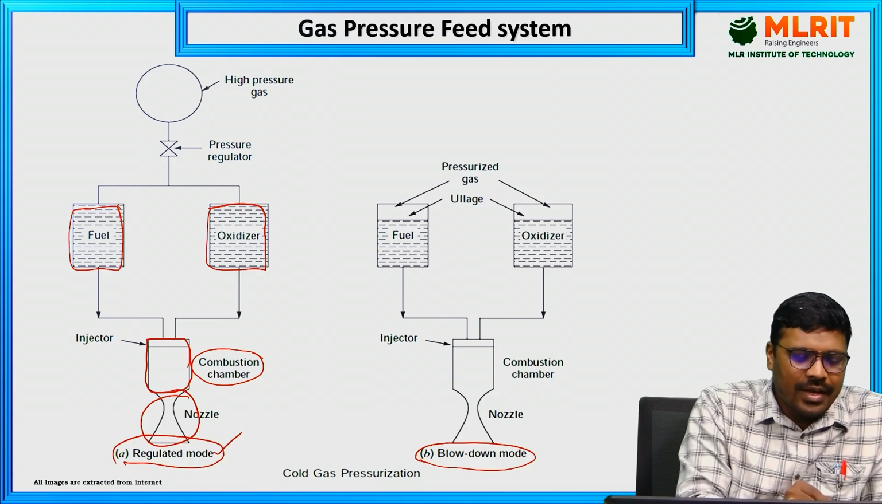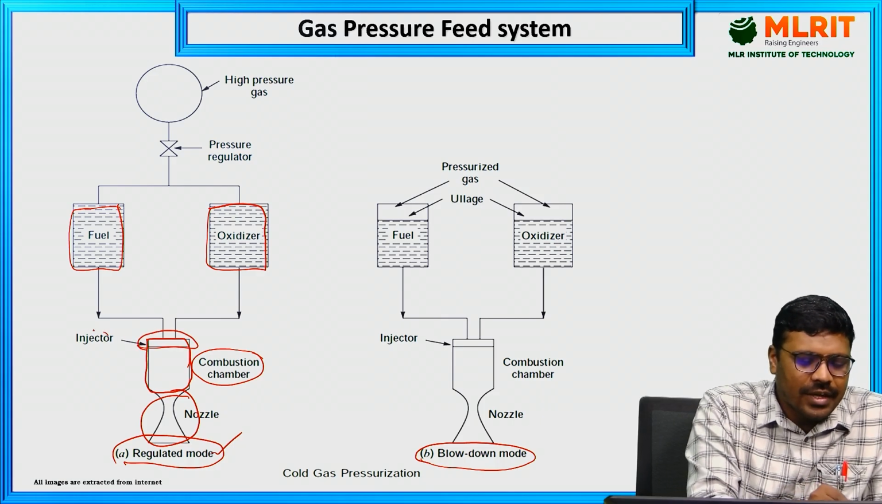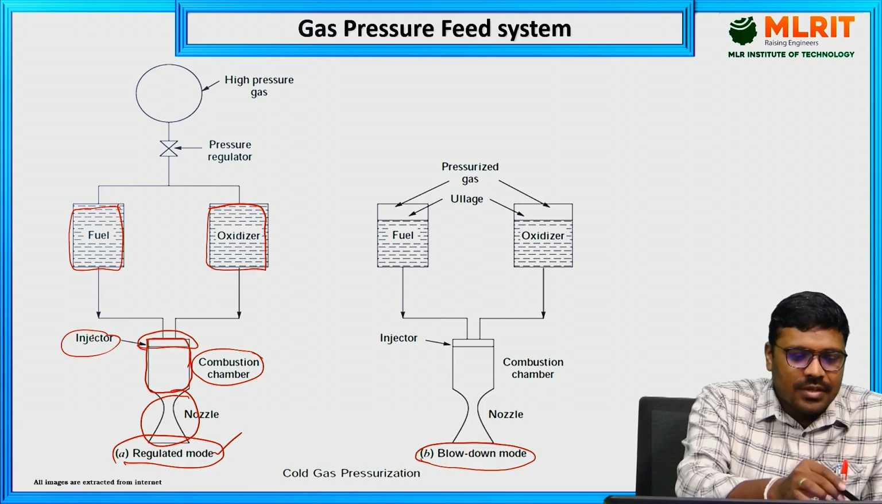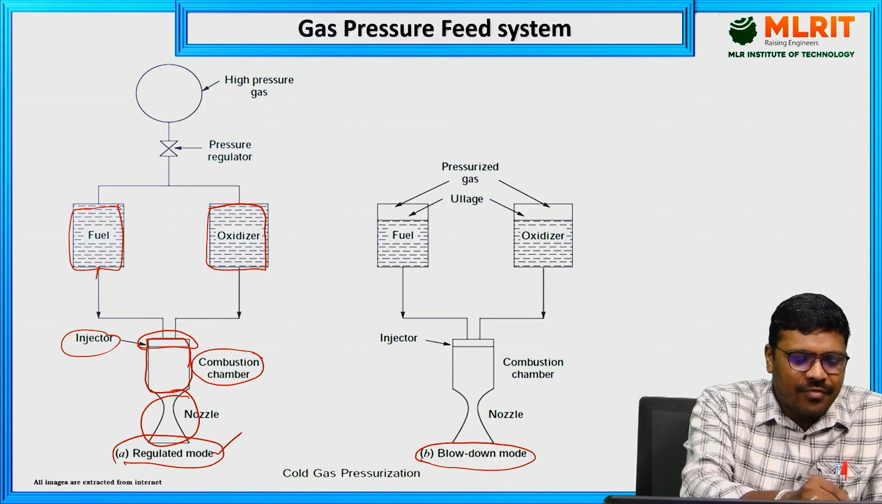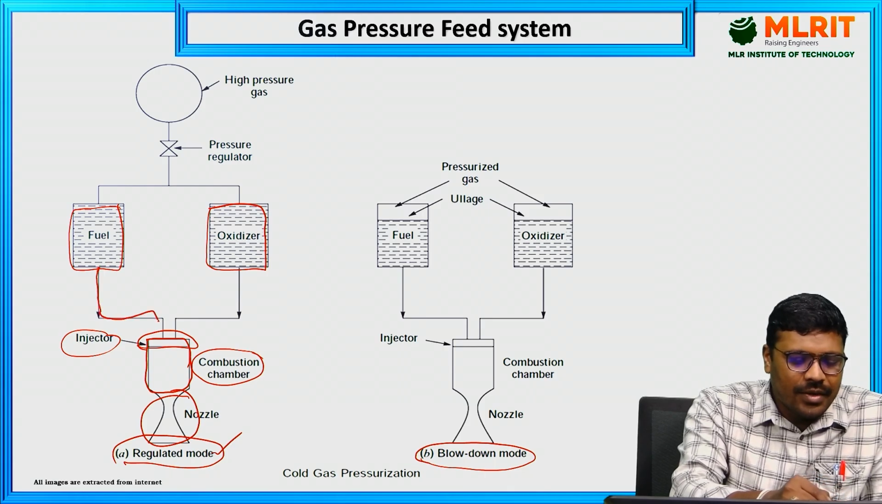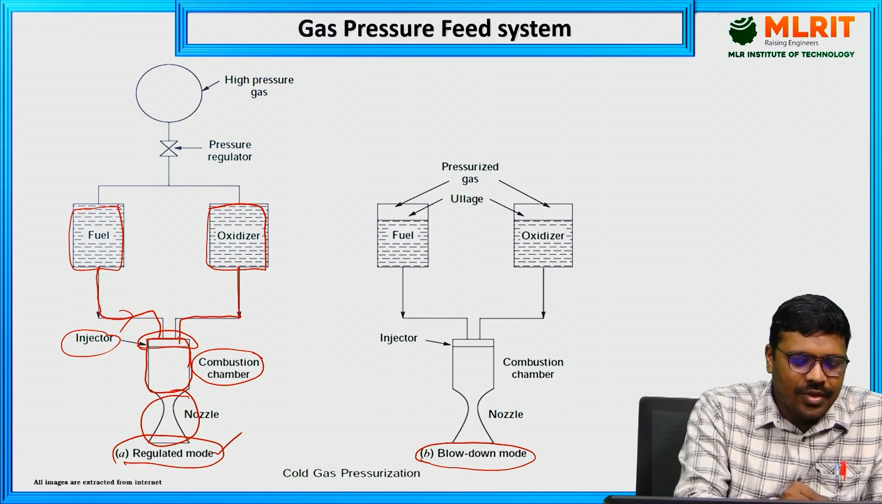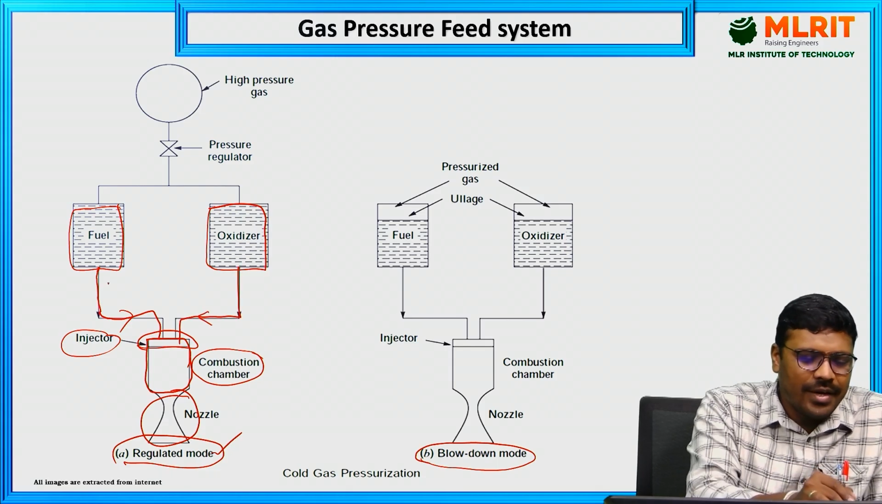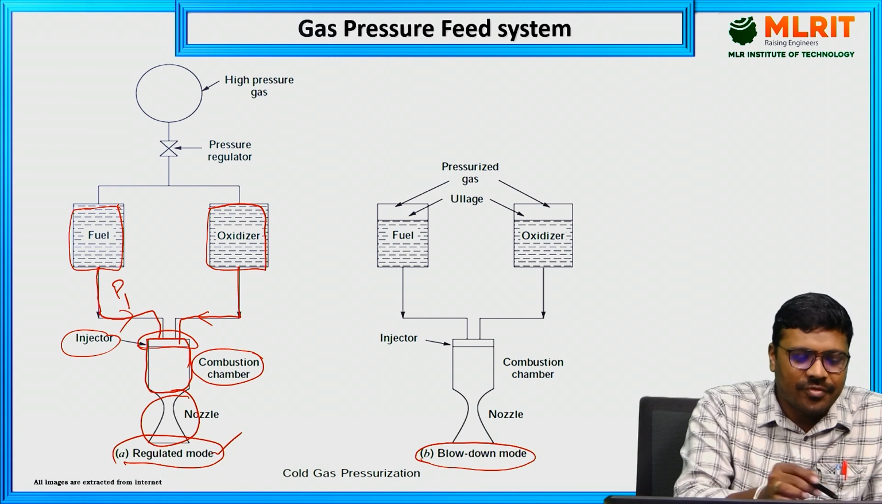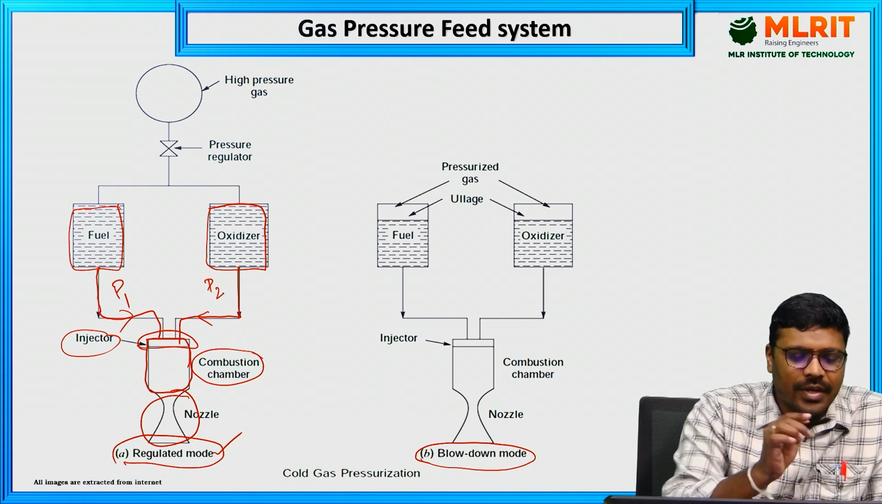And here you will have the injector. The fuel has to be supplied from the fuel tank to the combustion chamber like this. But we already discussed, right? We have to maintain some pressure P1 for the fuel and pressure P2 for the oxidizer.